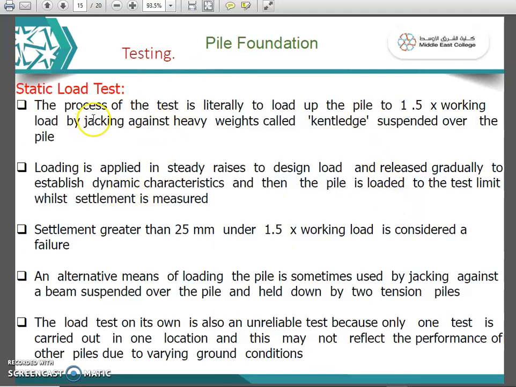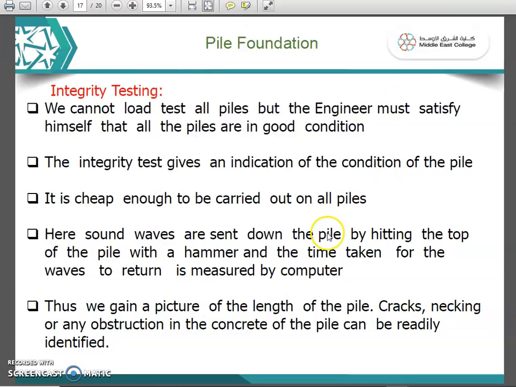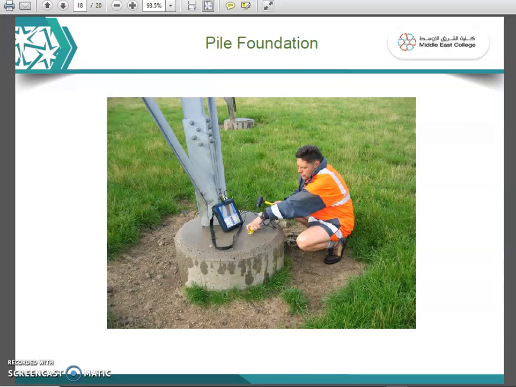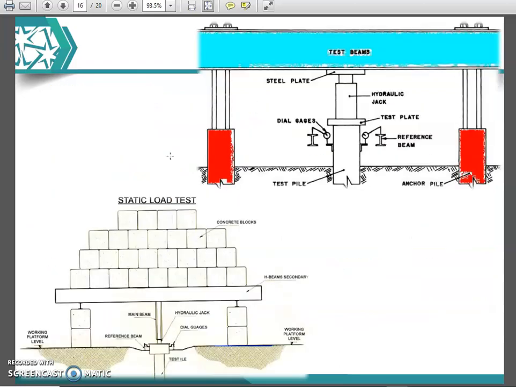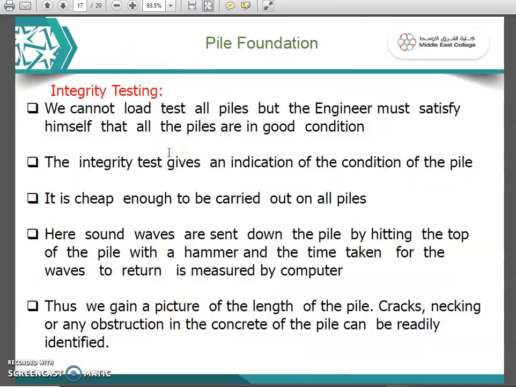There is another test method called the static load test. I will try to explain it much deeper. The static load test will give you a type of load. The static load will apply some load on the structure, and we are going to check how much load this foundation can take. And there is another method called integrity testing. These two tests we will discuss in detail with some pictures and videos during the classroom, and we'll have some activities on this.